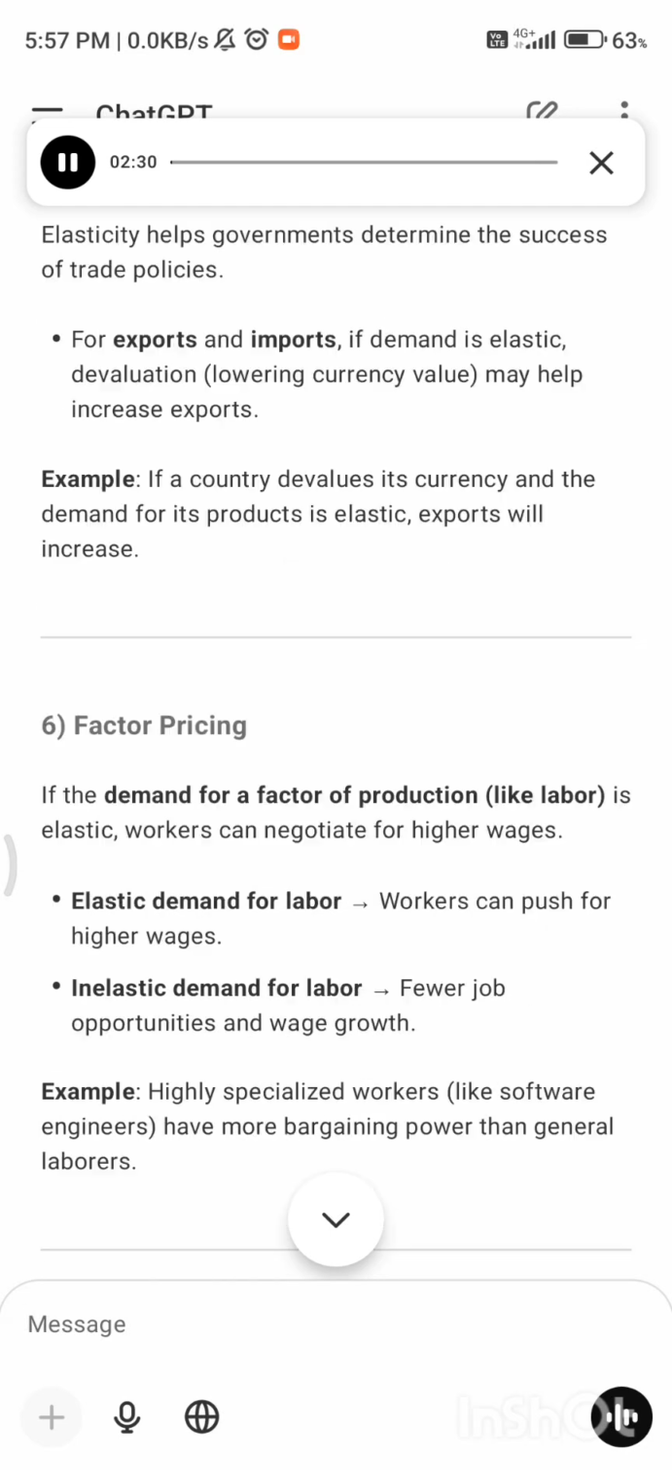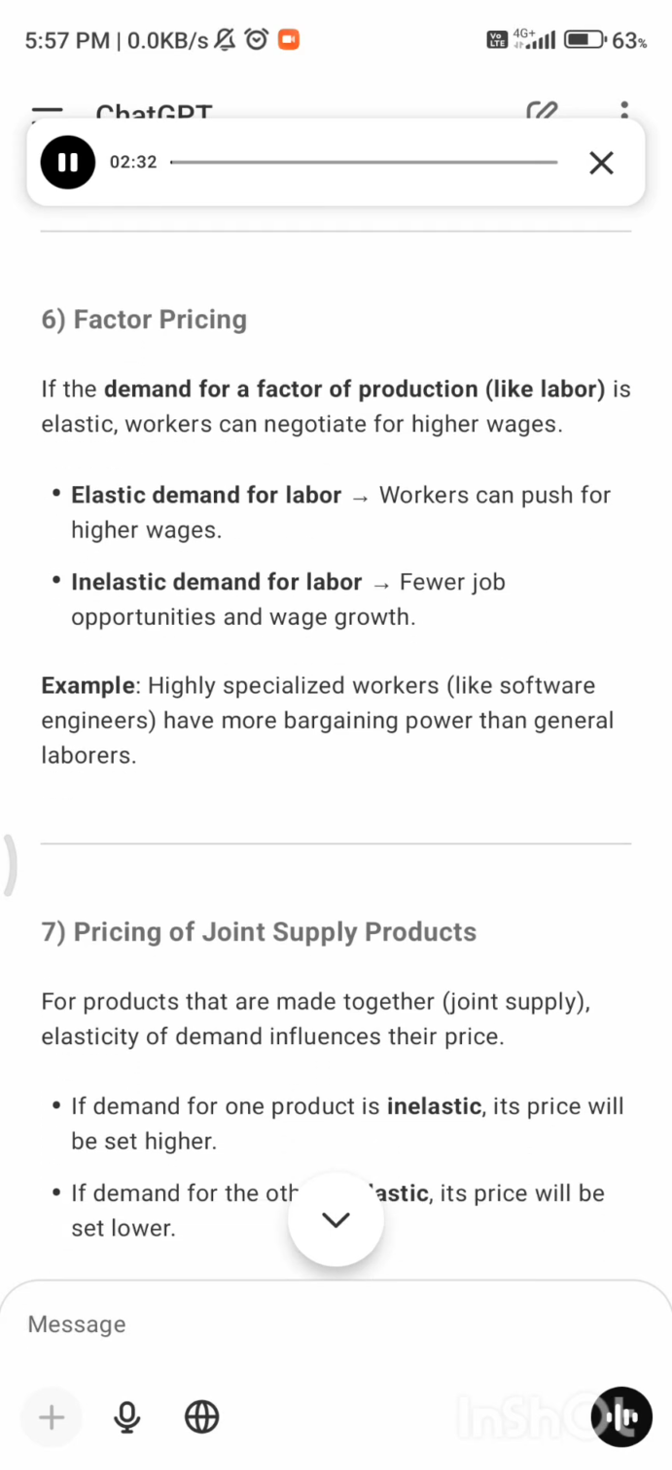6. Factor pricing. If the demand for a factor of production, like labor, is elastic, workers can negotiate for higher wages. Elastic demand for labor, workers can push for higher wages. Inelastic demand for labor, fewer job opportunities and wage growth. Highly specialized workers, like software engineers, have more bargaining power than general laborers.